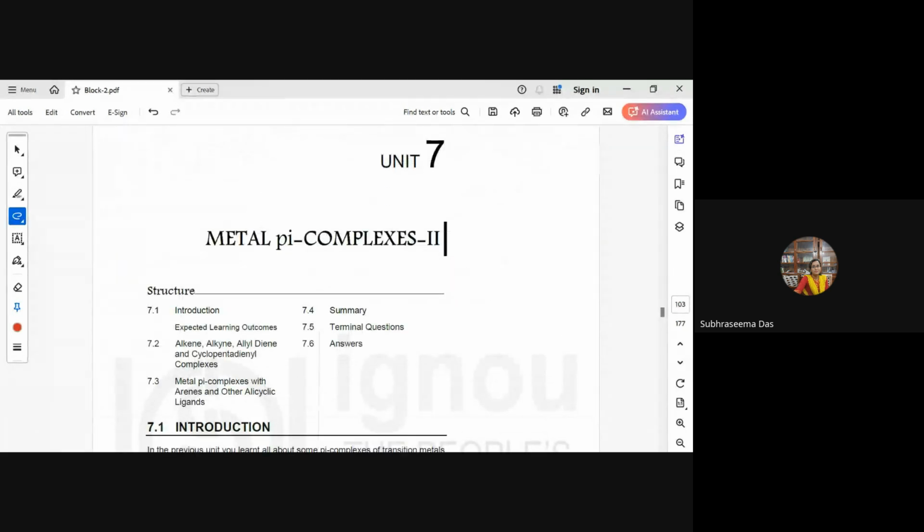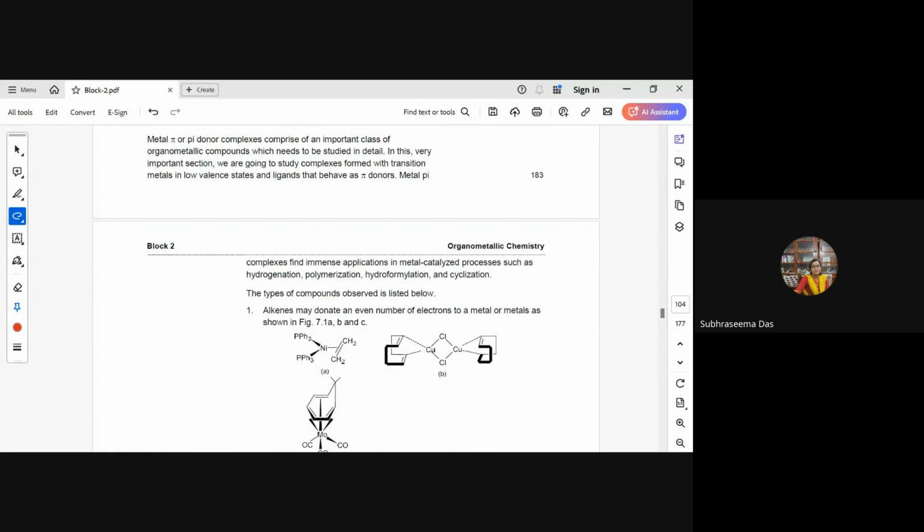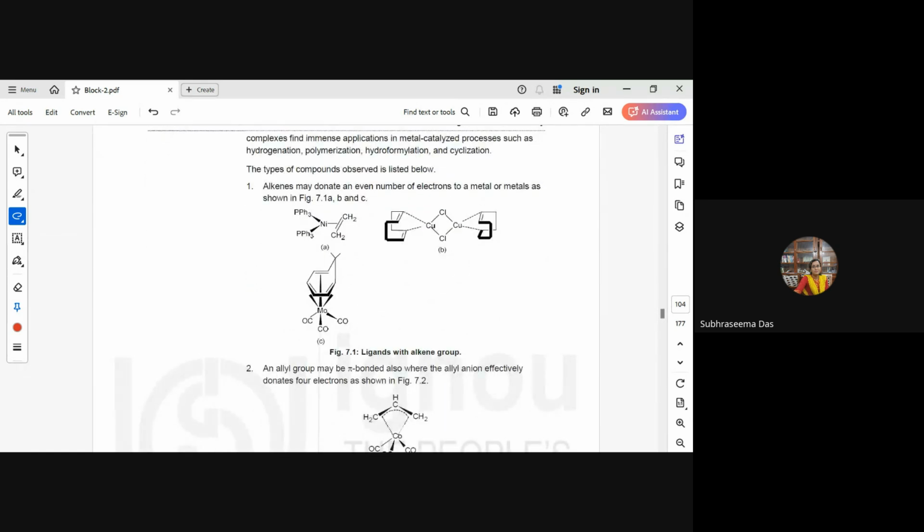So now coming to unit 7, this unit also deals with metal pi complexes. We have completed metal pi complexes part 1, and this is metal pi complexes part 2. Here we'll be talking about metal pi complexes with alkene, alkyne, allyl, and the most important, cyclopentadienyl ligands. So, the different types of compounds that are observed in metal pi or pi donor complexes with alkene groups.